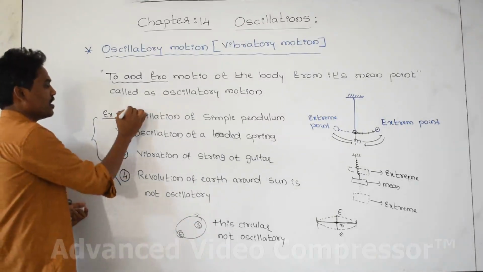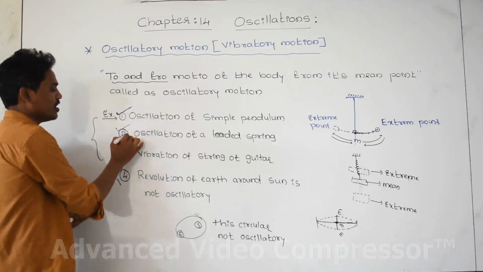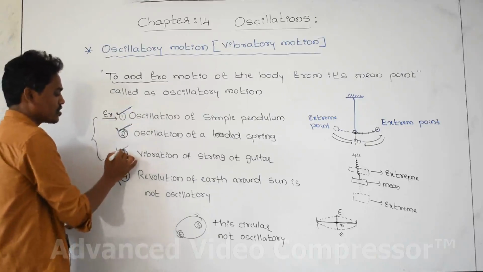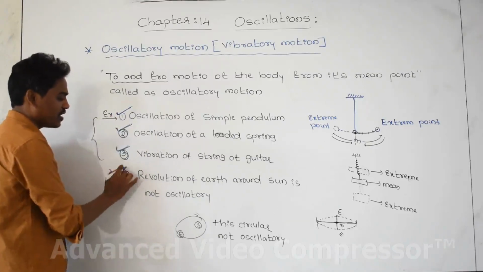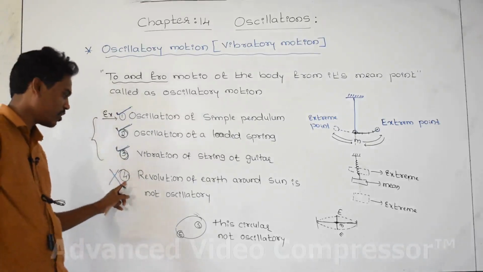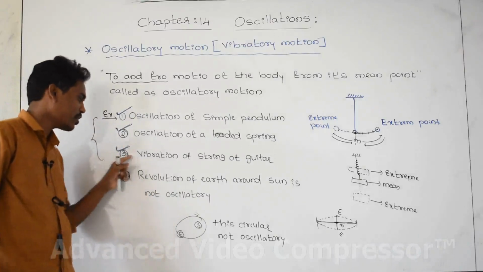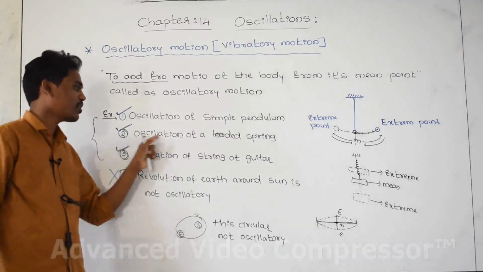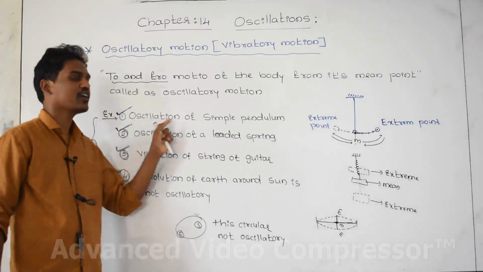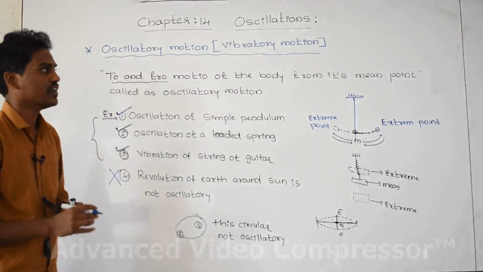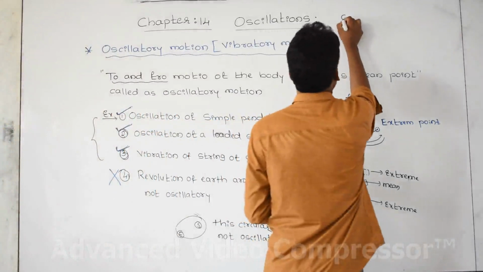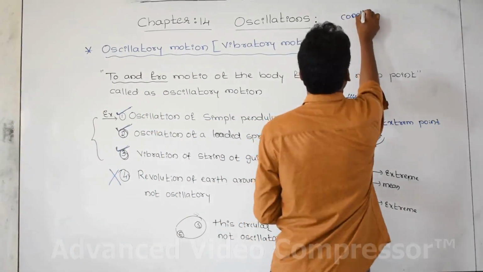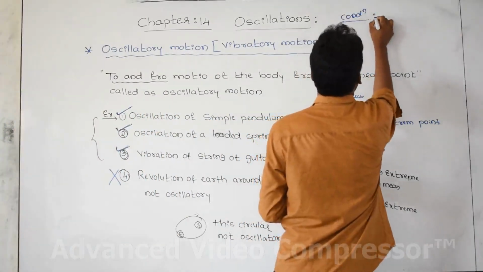This is oscillatory as well as periodic, oscillatory as well as periodic. It is not oscillatory, it is periodic but not oscillatory; periodic as well as oscillatory, periodic as well as oscillatory. There is a condition, you remember that one. What is that condition?